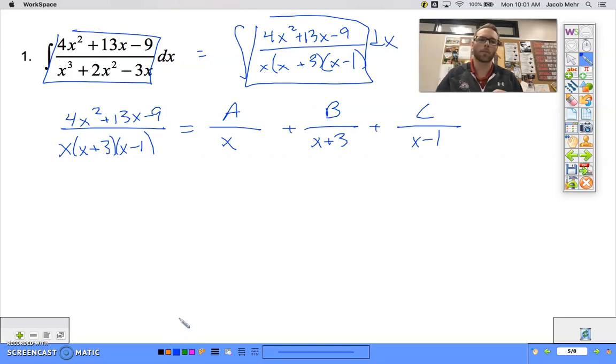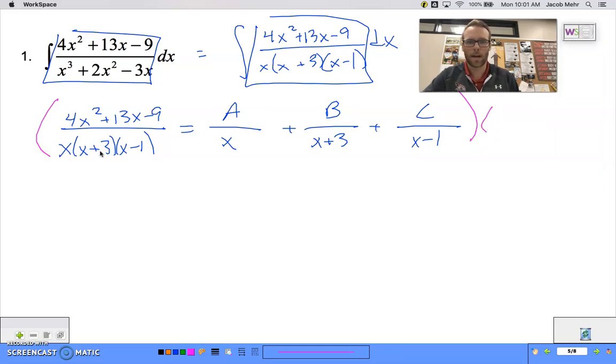Now this is going to be a combination of using systems and some other little tricks that we can use here. But when I look at this equation, I don't like the denominators. So what we are going to do is multiply everything by the LCD of all 4 of the denominators. So we're going to multiply by x, x plus 3, x minus 1.